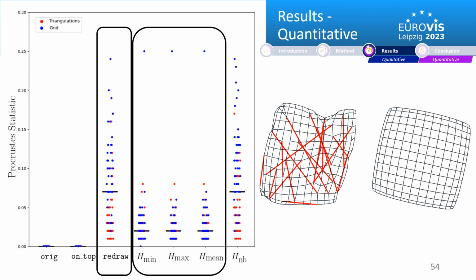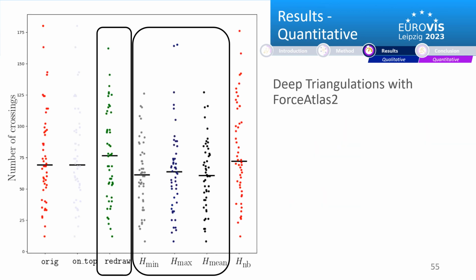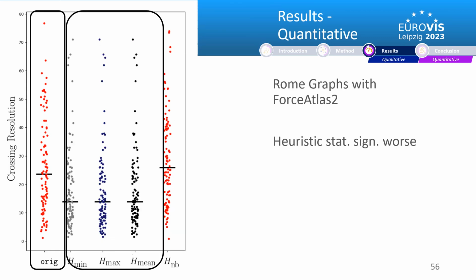Additionally, we see a similar pattern for the number of crossings for deep triangulations. However, for the other metrics, there are few significant differences across the graphs and techniques, but we do want to note that the layouts produced by the heuristic for the Rome graphs tend to have statistically significant worse results for the crossing resolution and the angular resolution when you compare the new layouts to the original.